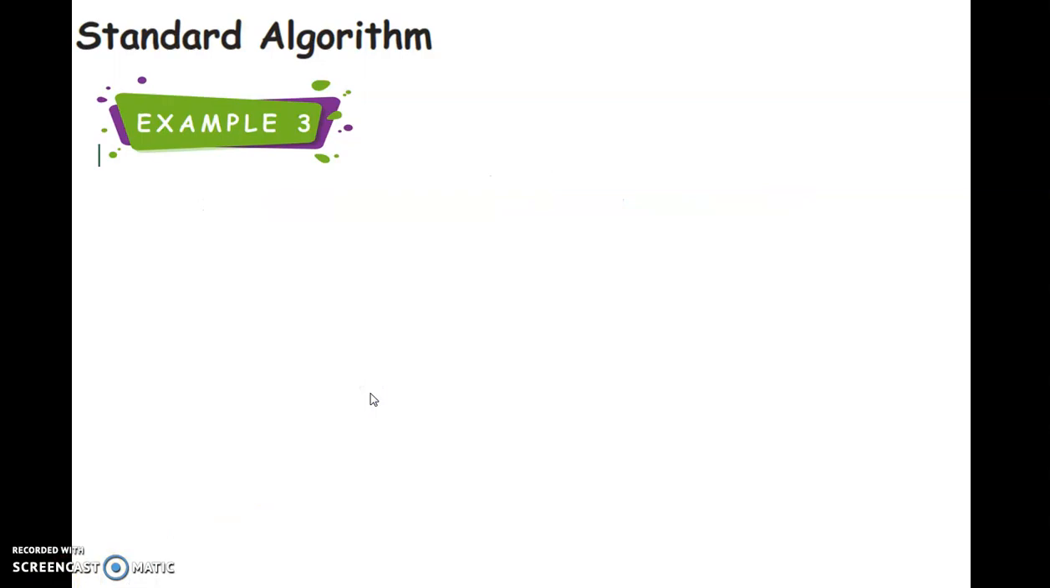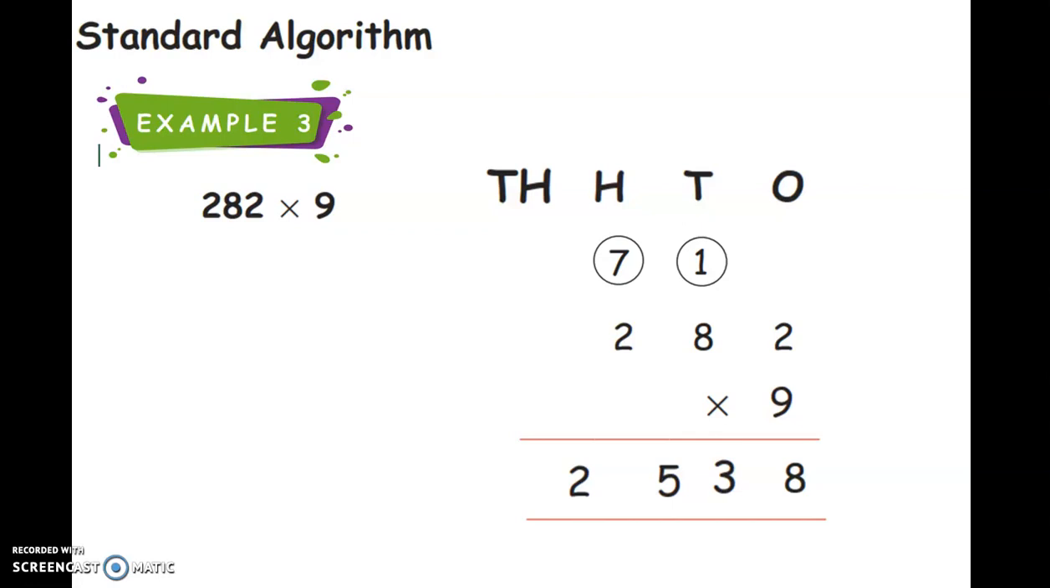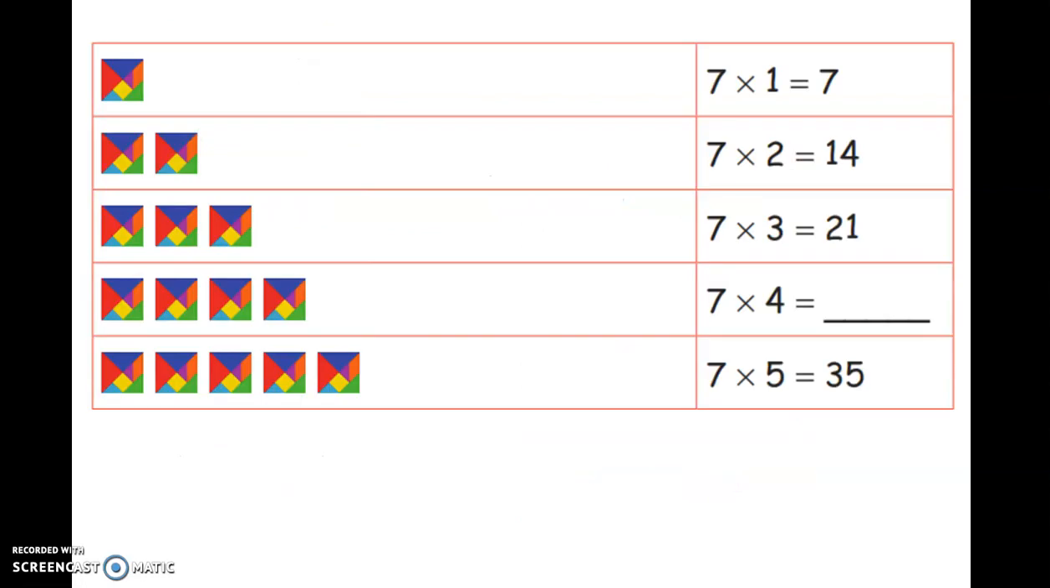Standard algorithm example 3. Friends, how do we multiply in the standard algorithm? Now let us see. We have to put the thousands, hundreds, tens and ones. Now put the numbers. Okay friends, now let us multiply. You can see on the screen. This only happens when we multiply this way.